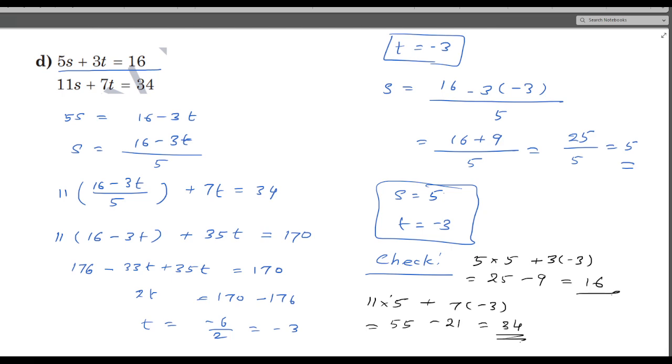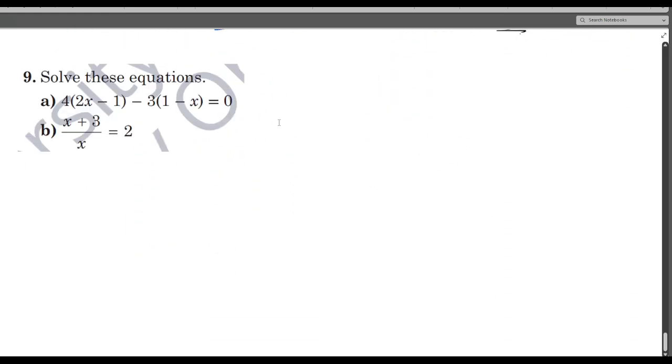Okay. Now the next question. So you see the concept is the same, but the difficulty level we can increase by making it more and more complicated. Okay. So question number 5. Again, here it is an equation in one variable, but see how complicated these equations are. So let us start with the first equation, which is 4 times (2x minus 1) minus 3 times (1 minus x) is equal to 0.